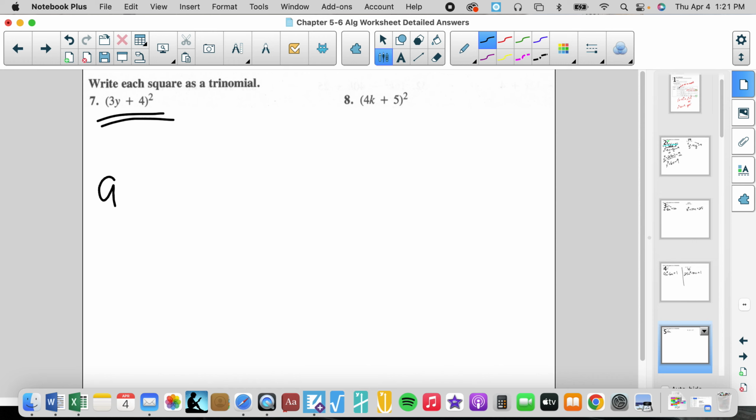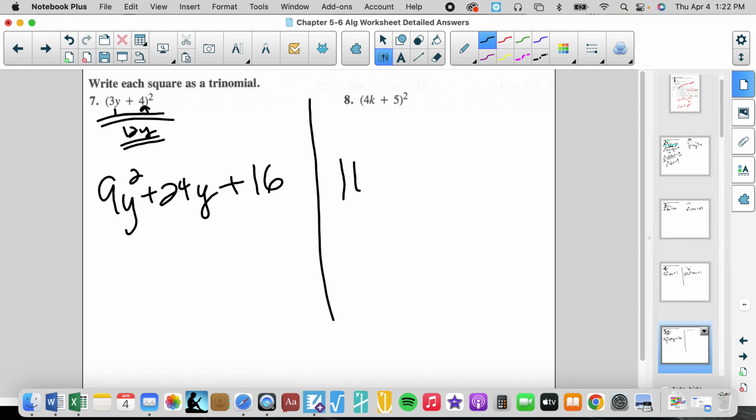And we recognize, oh, this is a binomial square. Square the first, 9y squared. Square the last, 16. Multiply the first times the last, 12y, and double it, because we're going to have two of them. That's going to be my outside, and my inside will both be 12y, so 24y. 16k squared plus 25, multiply makes 20k, double it is 40k.